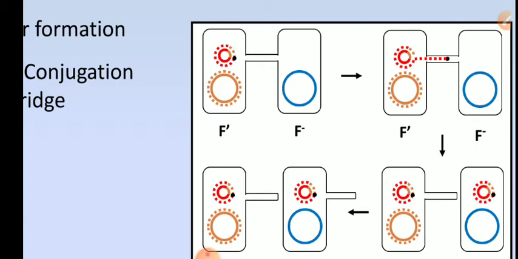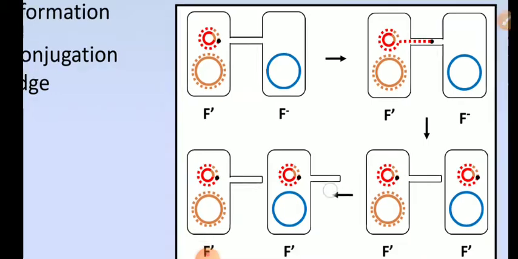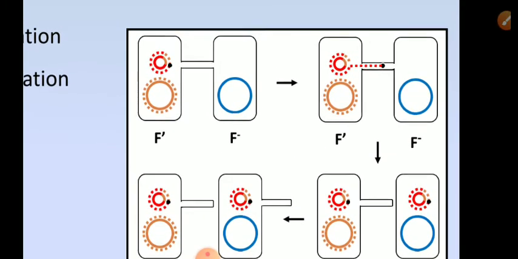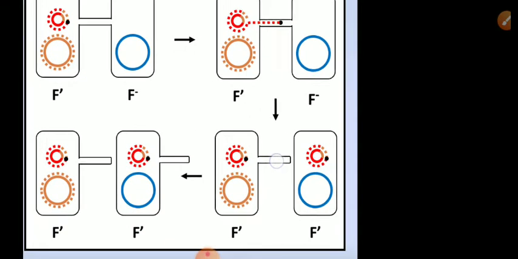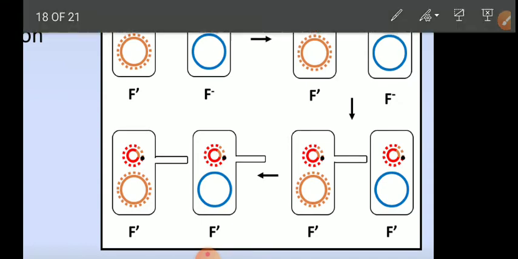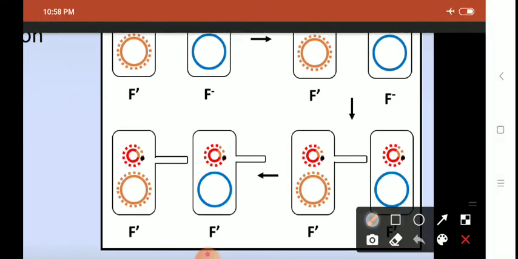Now when an F prime cell crosses with an F minus cell, the F factor gets transferred. Along with the F factor, a few genes from the chromosome of the donor cell also get transferred. You can see here, the few genes from chromosomal DNA also get transferred. And now the two cells separate.